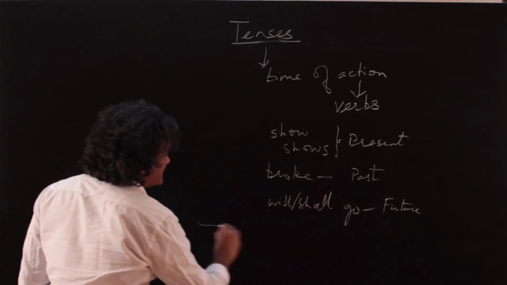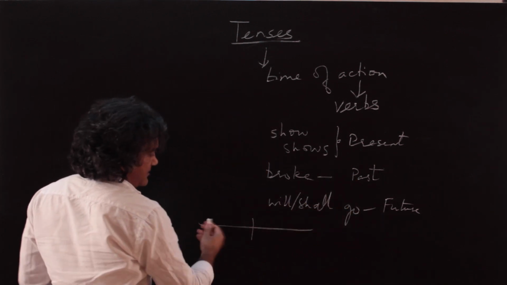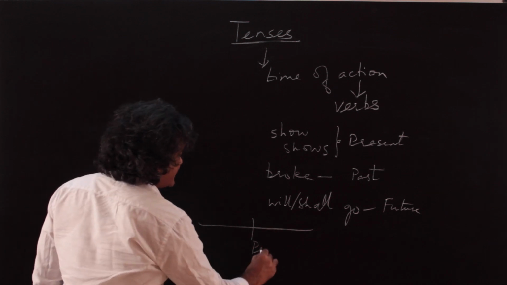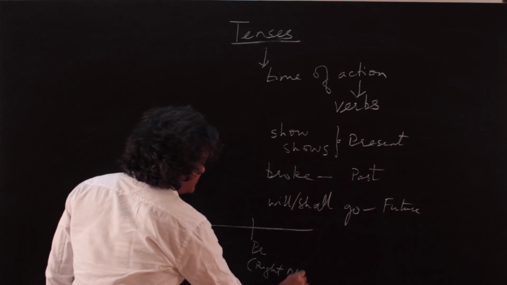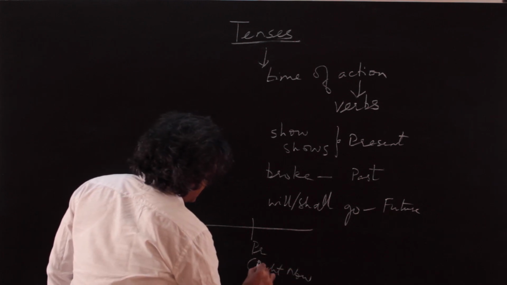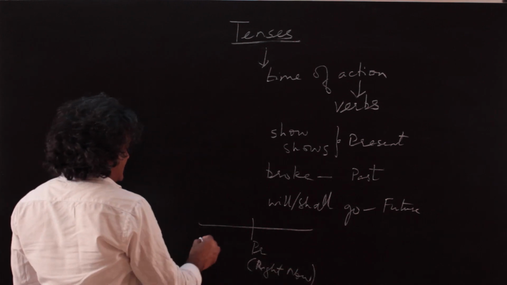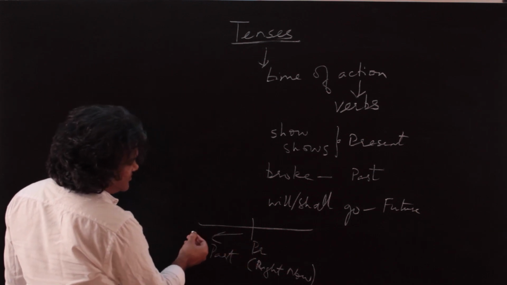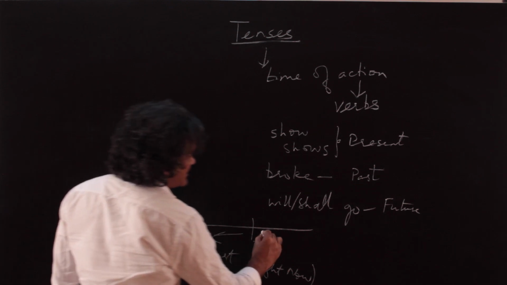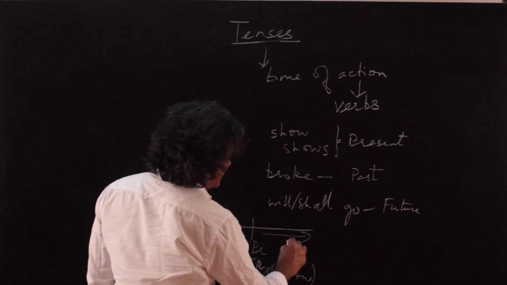And if you want to represent it on a timeline, let's call this a timeline. So this is present, which is right now. Anything before right now is past. So all the events on this side of the line are past, and all the events on the right side of the line are future.